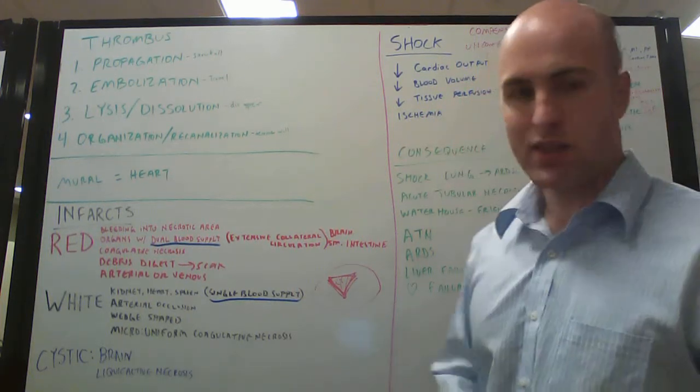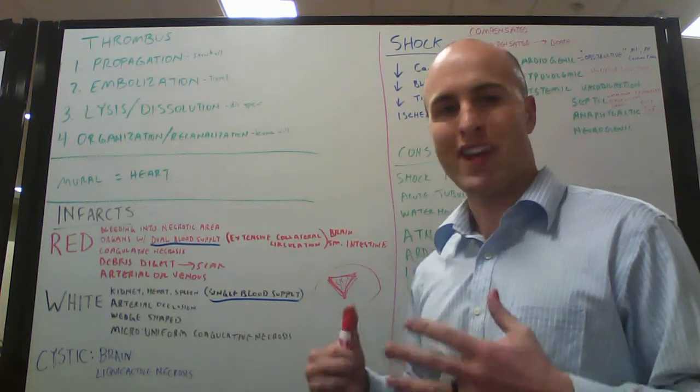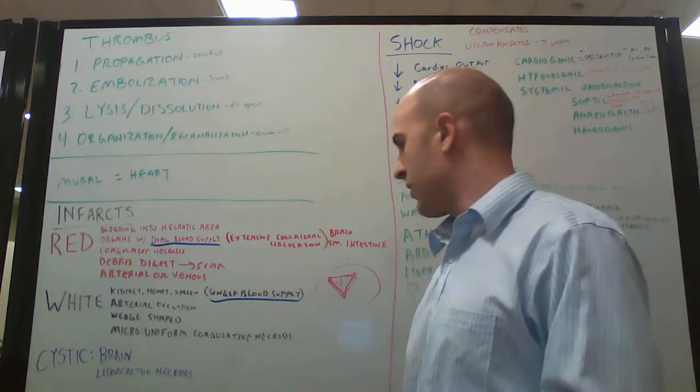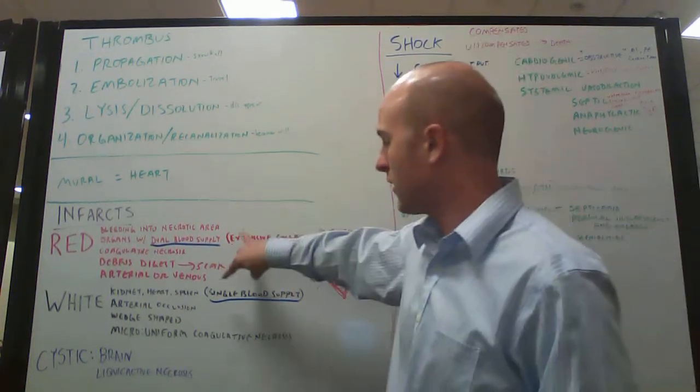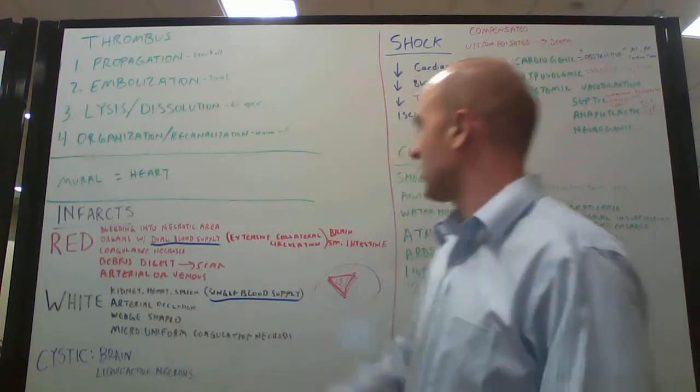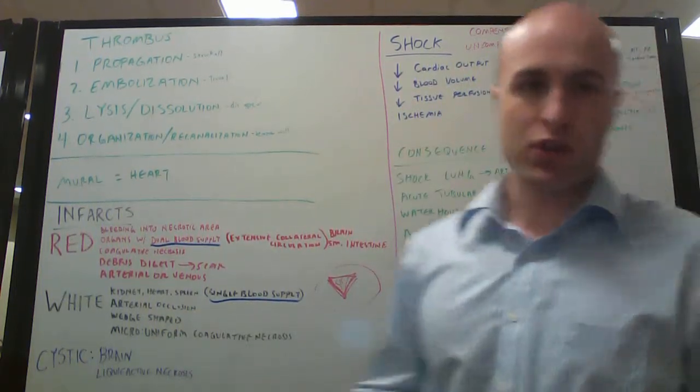Lastly, cystic infarcts are ones that occur in the brain, and they undergo liquefactive necrosis. So these two were coagulative, cystic is liquefactive necrosis. Okay, now moving on to shock.